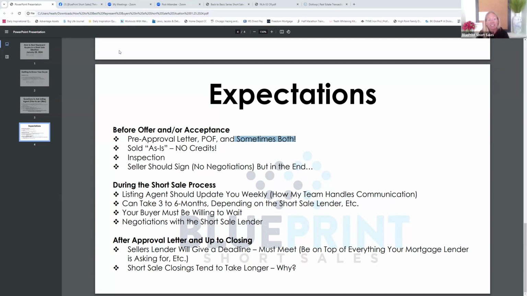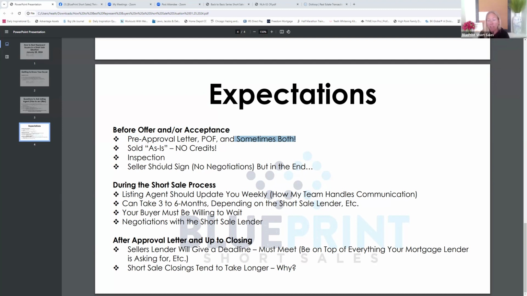Now, this is what Karen and I spoke about last week. Let's talk about the inspection. Years ago, I would allow the buyer's agent or the buyer to wait to do the inspection after we got the approval. I no longer do that, and here's why. Again, it is as is, and there's no credits.